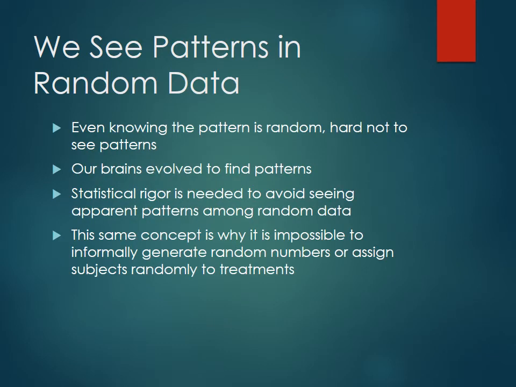So even knowing that something's random, it's really hard not to see patterns anyway, because our brains are naturally evolved to do that. That's why it's so important that we use statistical rigor, not just anecdotal evidence, not just what you think is happening taken as fact. You need to really do the actual studies, and you need the data to make those kinds of decisions.